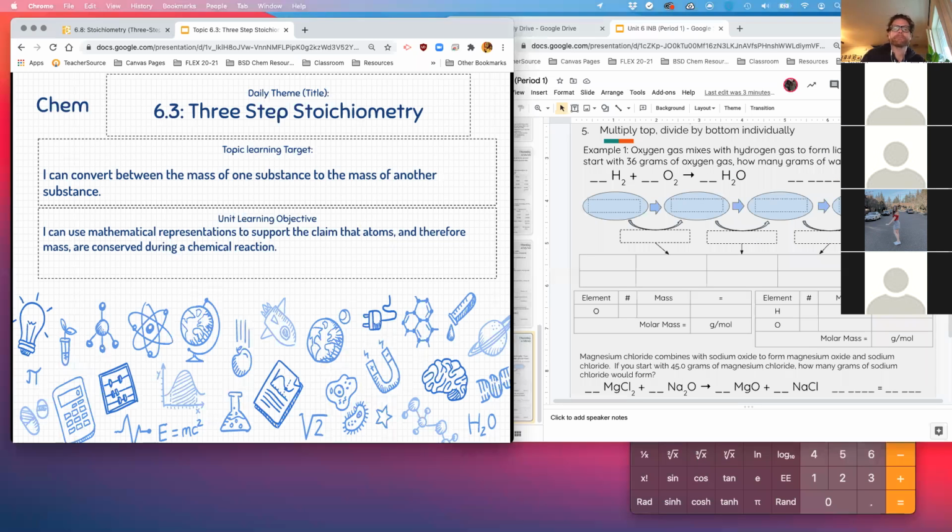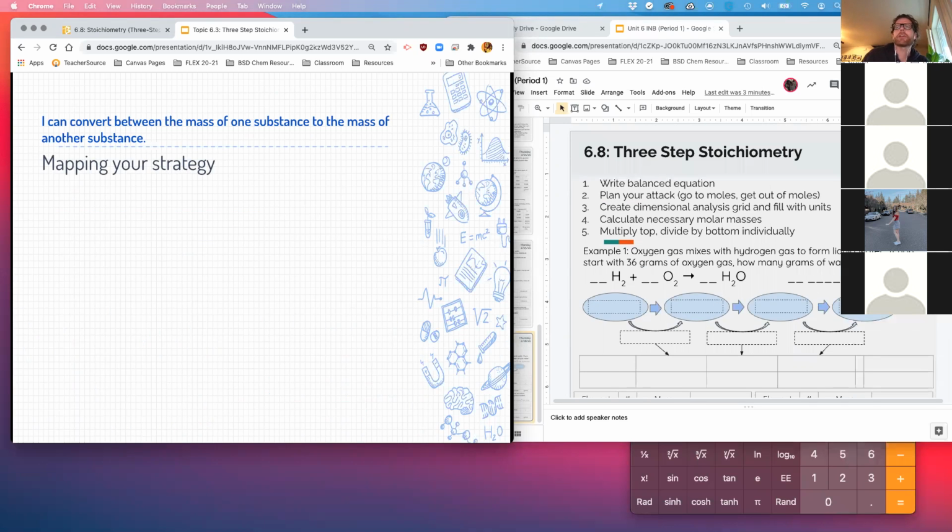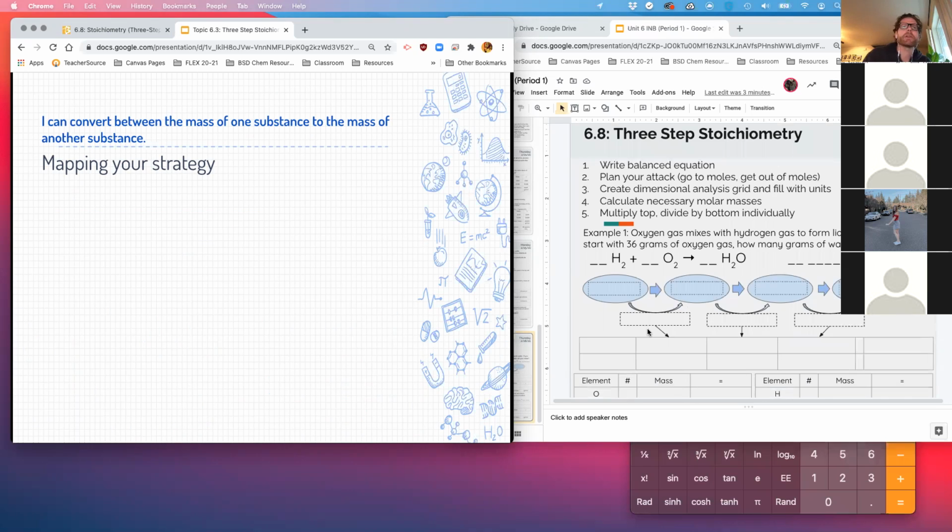All right, everybody. So today we're going to be talking about three-step stoichiometry. And the first step with three-step stoichiometry is kind of mapping out a strategy. And I'm going to give you an example. But first, here are some things you already know.